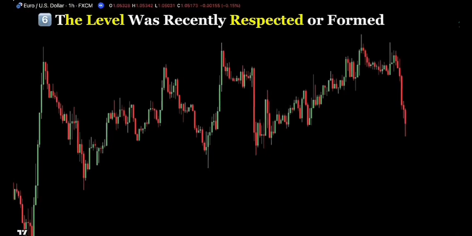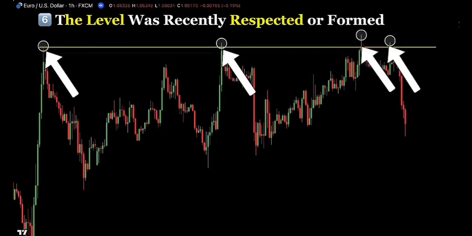The level was recently respected or formed. The final trait of a strong support or resistance level is that it has been respected recently. Looking at the chart, price has rejected this resistance area multiple times in the recent past, showing that traders are still reacting to it. Even though older swing highs and lows can still be relevant, the freshest price reactions hold the most weight.